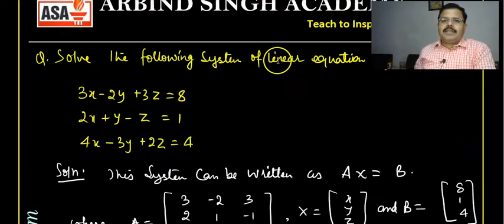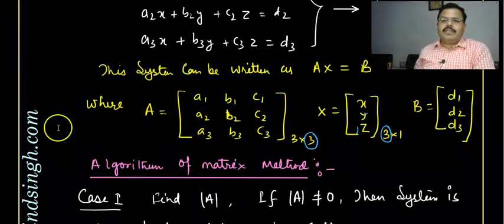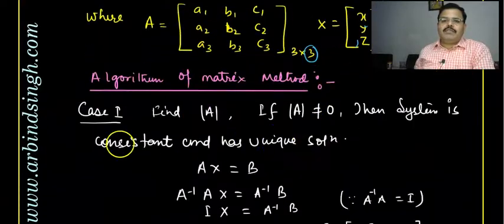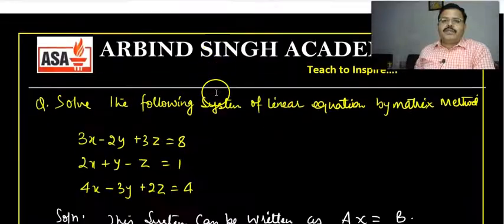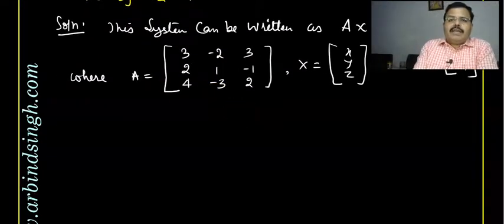As usual, what we understood in the previous slide, now I have written the same thing here. So as per the rule, I have written Ax is equal to b. Now find the determinant of A. So first of all, we will find the determinant of A. So let us calculate this. Determinant of A is what?